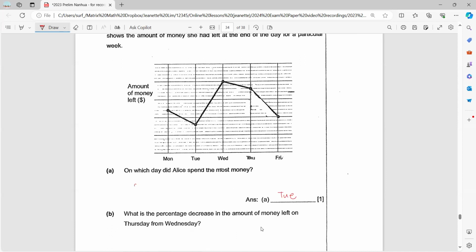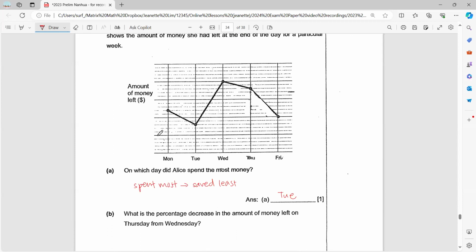Okay, so spent most, or left the least. Okay, so what percentage decrease? What is the percentage decrease in the amount of money left on Thursday from Wednesday? So we're looking at from Wednesday to Thursday. What is this percentage decrease?